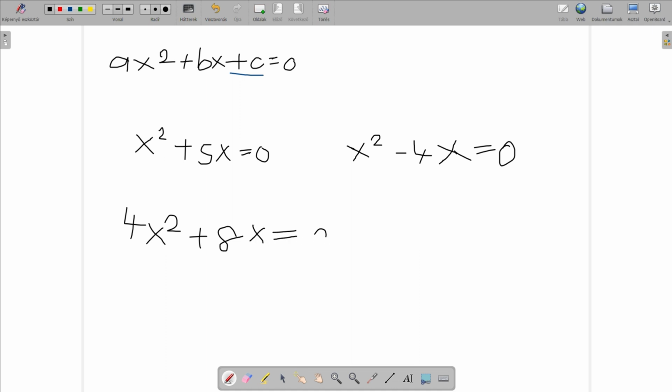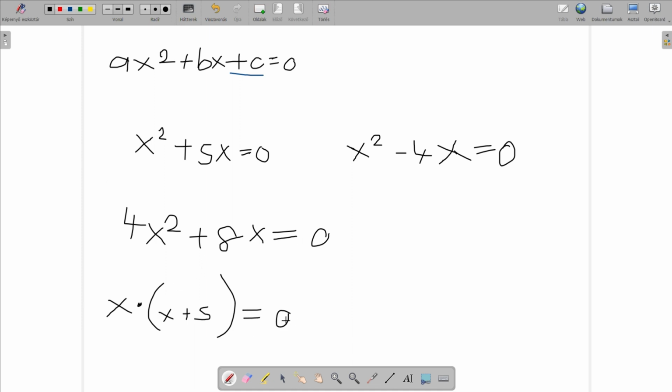So what are we going to do here? Well, pretty easy. Firstly, let's take the first expression, x squared plus 5x equals 0. If you see something like this, you will always have a common factor of x. So you can factor out x, and you will get x times (x plus 5), and this is 0.